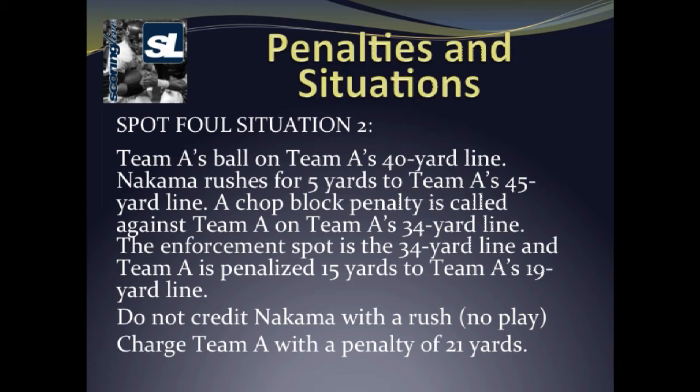Okay? Situation number 2. Team A's ball on Team A's 40-yard line. Nakama rushes for 5 yards to Team A's 45-yard line. A chop block penalty is called against Team A on Team A's 34-yard line. The enforcement spot is on the 34-yard line, and Team A is penalized 15 yards to Team A's 19-yard line.